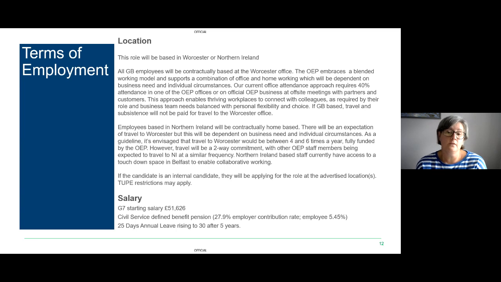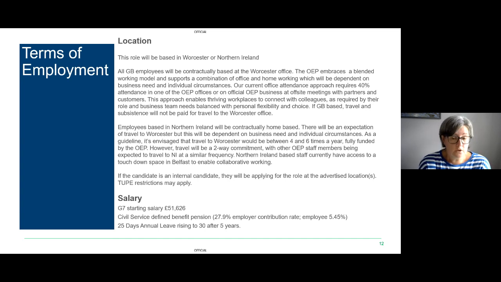We operate a blended working model, which supports a combination of office and home working. We are very flexible. We work to cater and support both business needs and individual needs. Current expectations are 40% office attendance if you're based in GB. This takes into account business and individual needs, but also OEP work at other official locations as well. So if you're out and about, that counts as office attendance. Please do read the wording. It is in the advert and it is very clear.